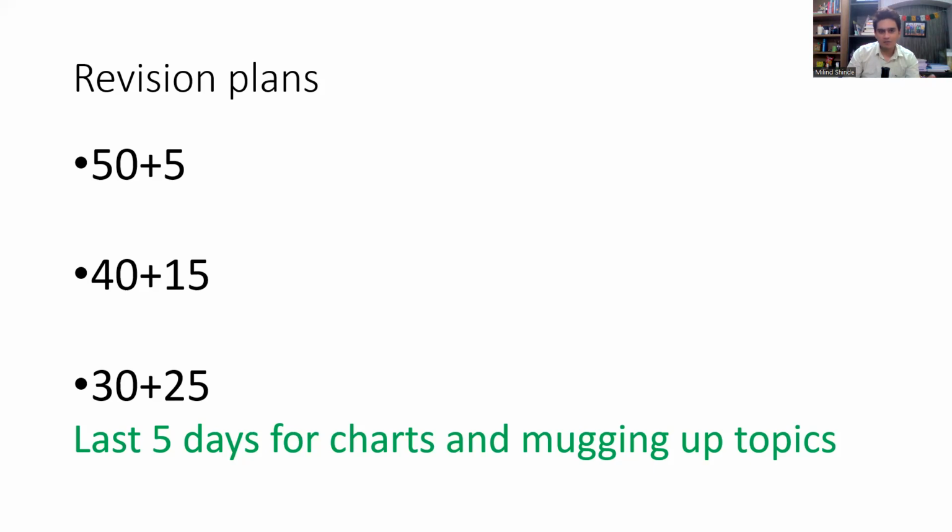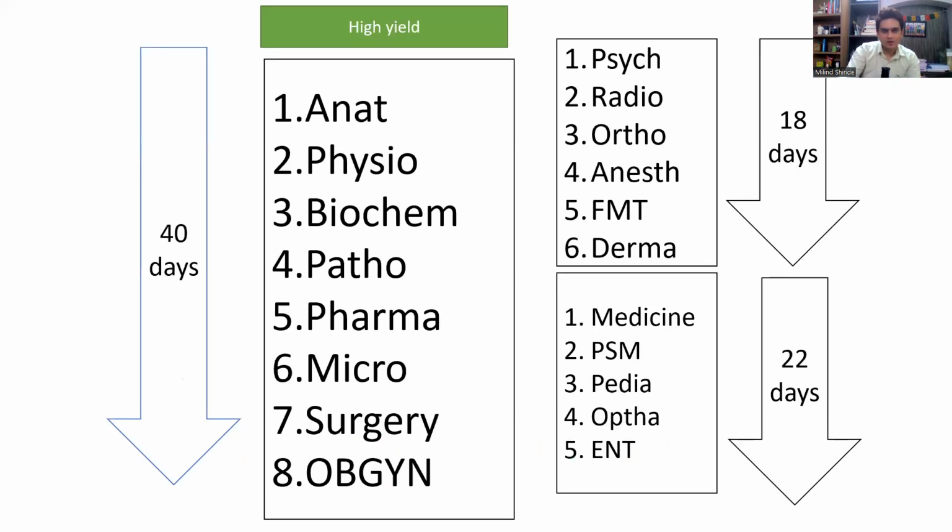And if you are someone who has started late and wants to squeeze in 2 revisions, you can divide it into 30 and 25 days. So let's see how we are going to do it. I'm going to tell you an example about 40 plus 15.